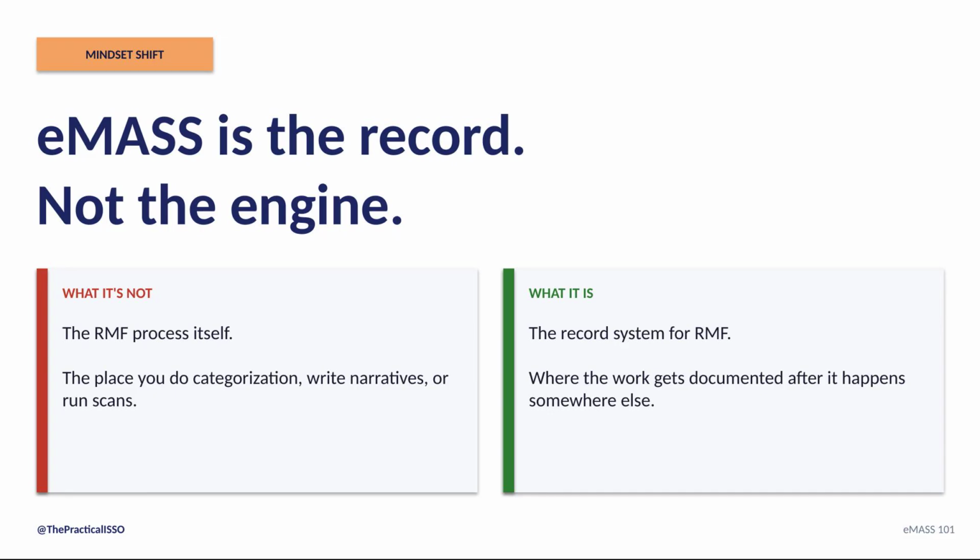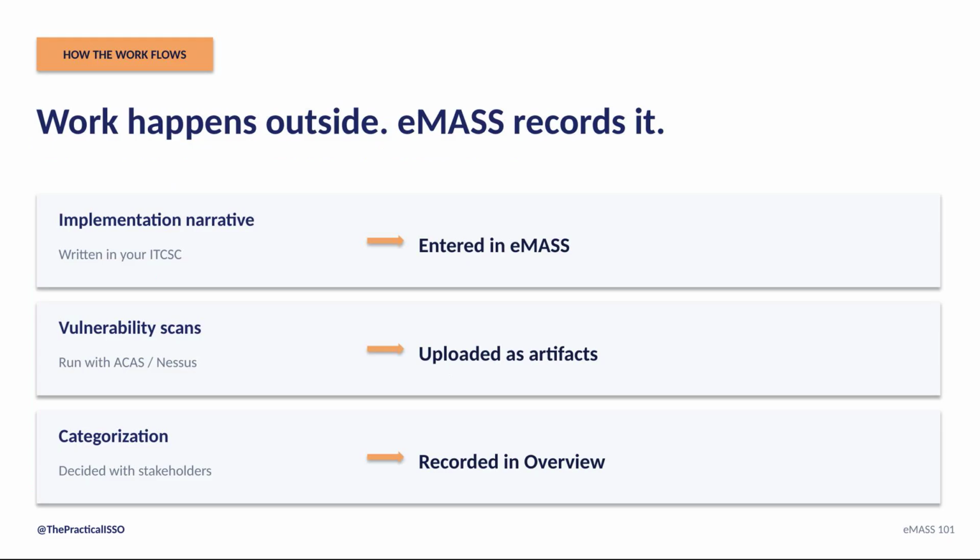They think eMASS is the RMF process. It isn't. eMASS is the record system for the RMF process. Everything that happens in RMF, your categorization, your control selections, your implementation statements, your assessment findings, your POA&Ms, your authorization decision, eMASS records it and tracks it. But the work happens outside eMASS first.